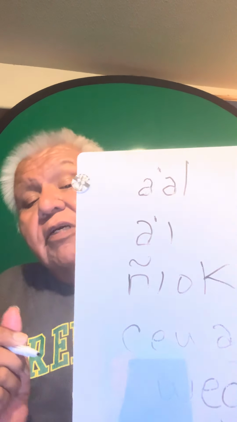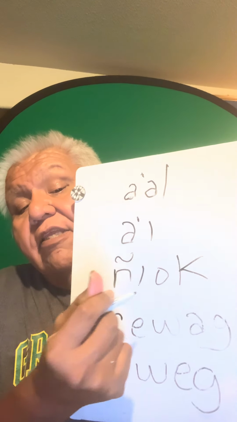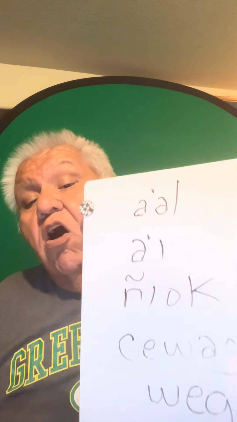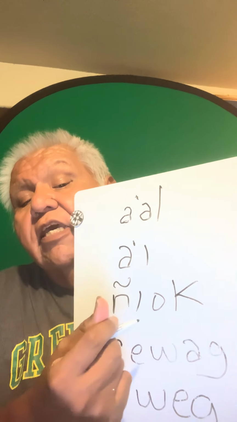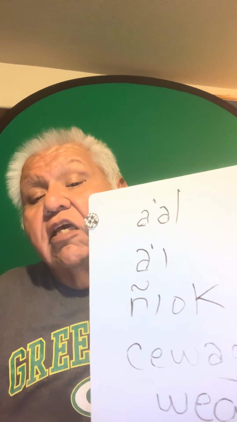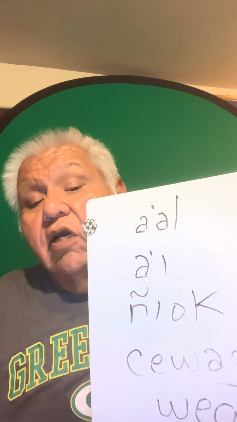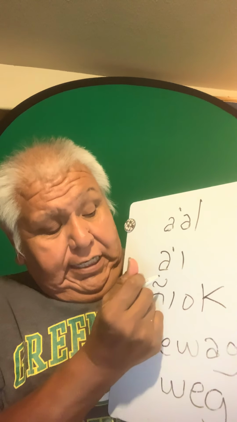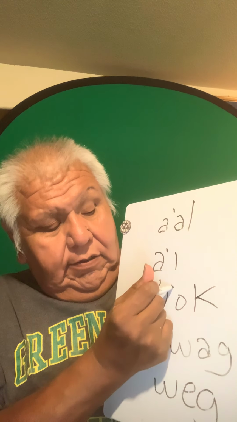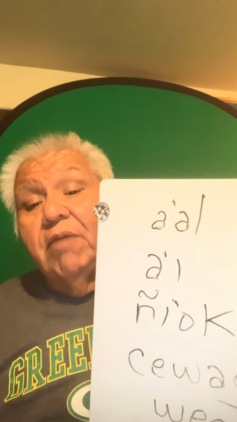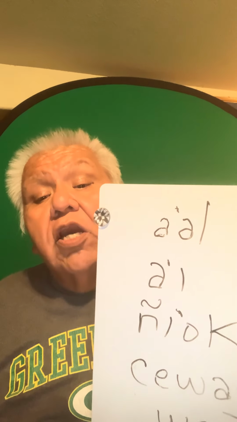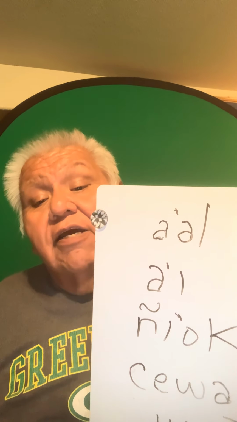This one right here, this word is nyok. See the N with the little thing over it? It's a nya, e, o, k. Okay? So we take this little thing and we put a little mark right there between the I and the O. Now it becomes nyok.